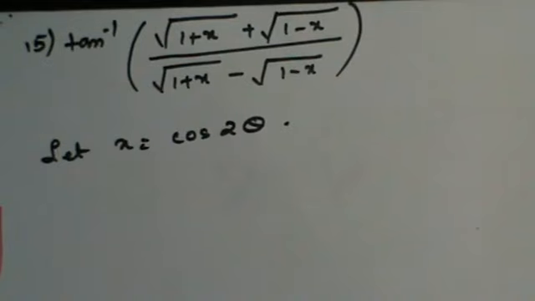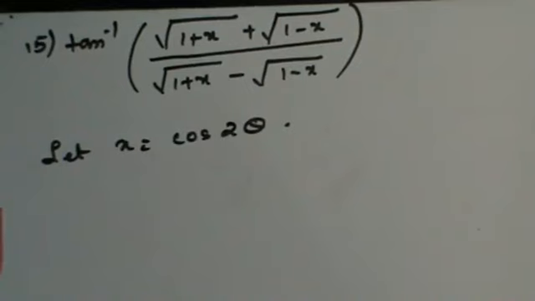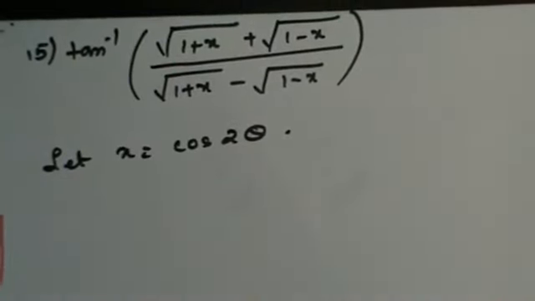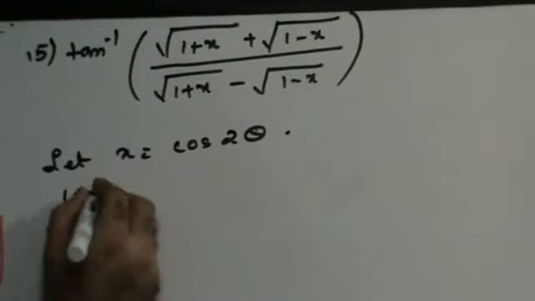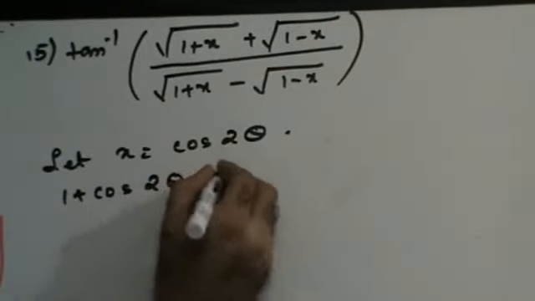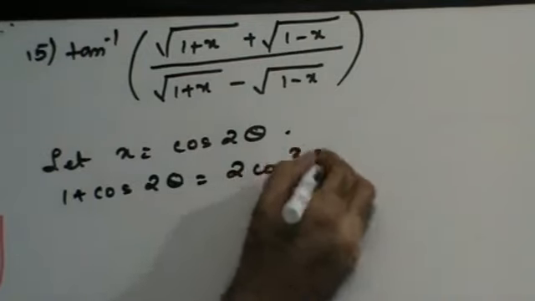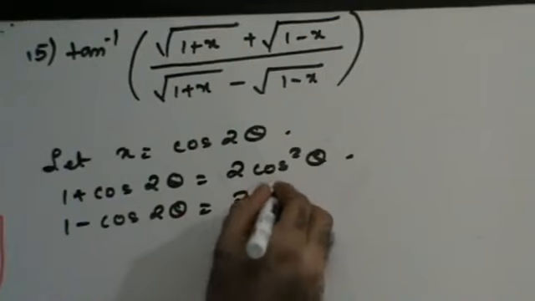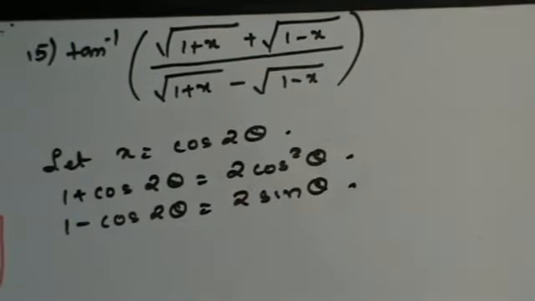Before I start with the sum, why did I take cos 2 theta? Because I have multiple angle formulas which say that 1 plus cos 2 theta is nothing but 2 cos square theta, and 1 minus cos 2 theta is 2 sin square theta. I have it in the form 1 plus x, 1 minus x. So by using the same trigonometric function, I can substitute both. So let's start with the sum now.